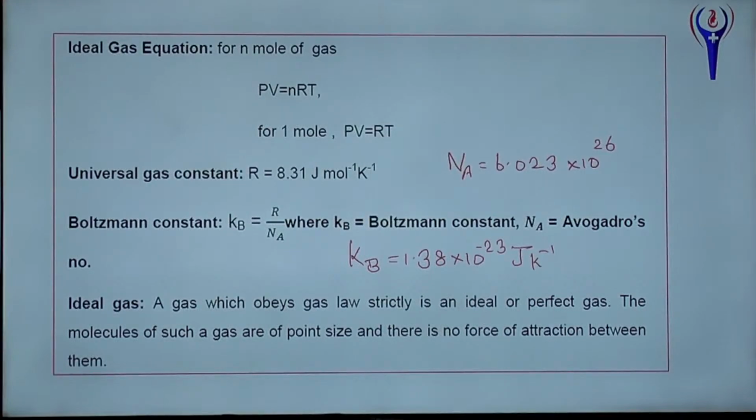And ideal gas equation. This is only ideal gas equation, PV equal to nRT. And what is ideal gas? A gas which obeys gas laws strictly is an ideal gas or perfect gas. And the molecules of such a gas are of point size and there is no force of attraction between them. This is the assumption we are keeping.